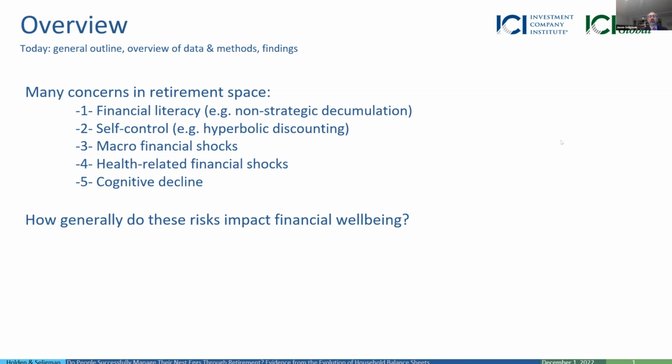Maybe they want to do the right thing, but they just lack the ability to do it. Three, how do they contend with macro financial shocks? Are they caught off guard by surprises that do them meaningful harm? Four, what about health-related financial shocks? Do they wind up with very large hospital bills that incapacitate them not only physically, but also financially? And then finally, five, what about cognitive declines?